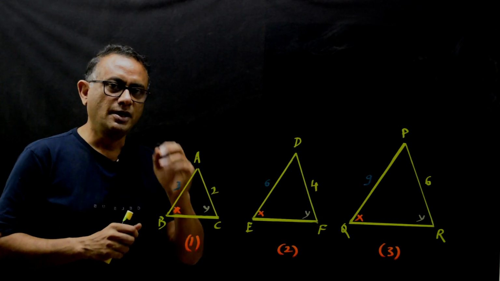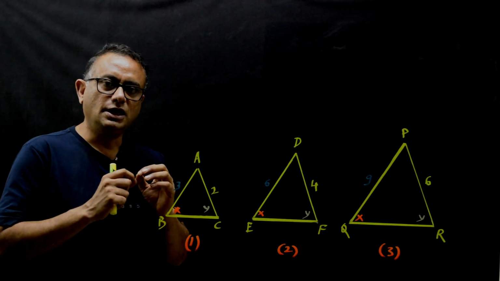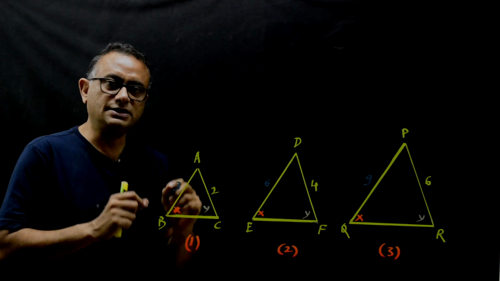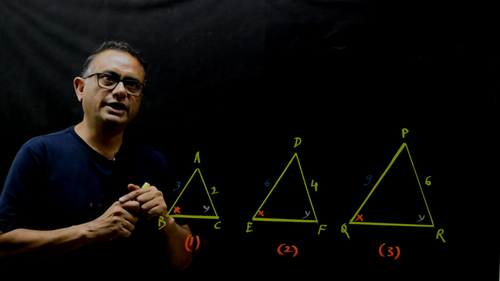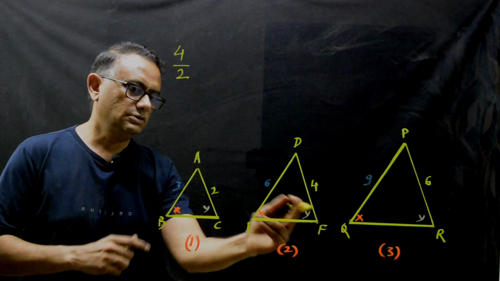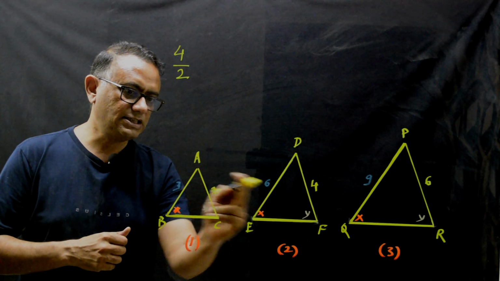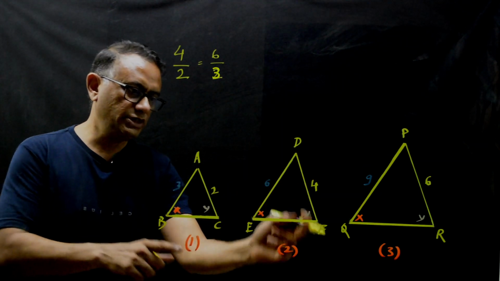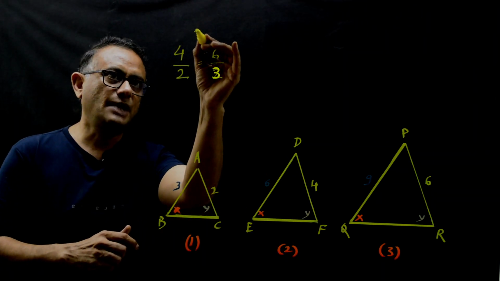But the caution that we need to exercise here is when we use the statement, the corresponding sides of similar triangles are in proportion. We can compare 1 and 2, and we get 4 divided by 2, that is, I'm comparing this divided by this, is 2, and 6 divided by 3 is also 2. So with respect to these two sides, we are getting the scale factor. The scale factor here happens to be 2.